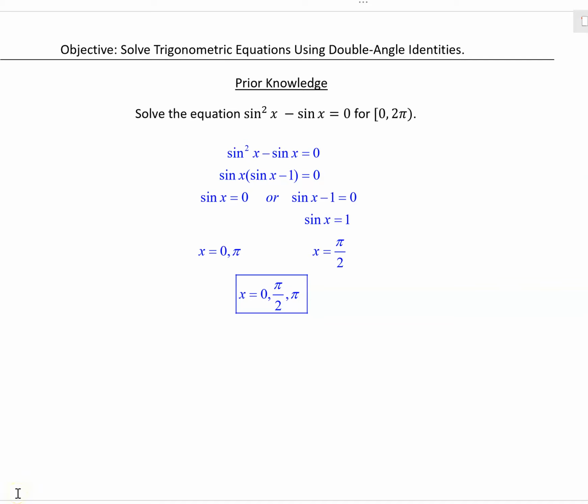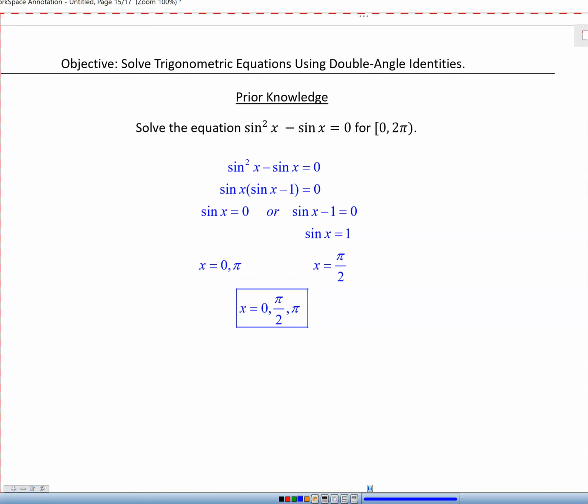In this lesson we are going to be talking about how to solve trigonometric equations that involve a double angle, such as sine of 2x or cosine of 2x. In a previous lesson we've solved other types of trigonometric equations. One of the skills or strategies that we have used is factoring.